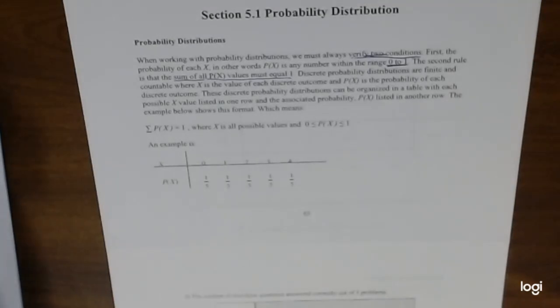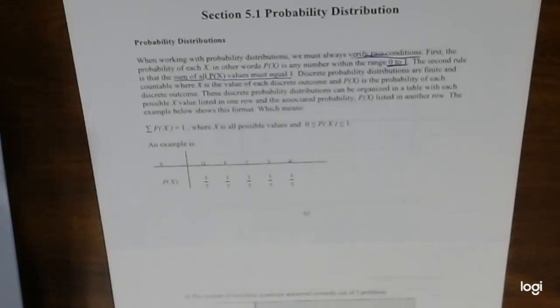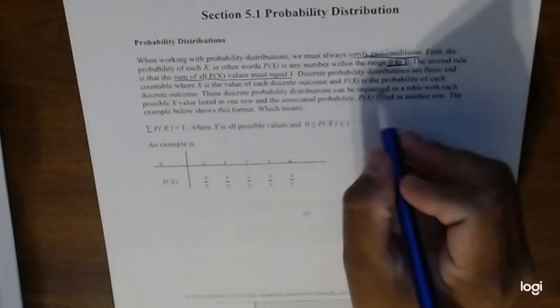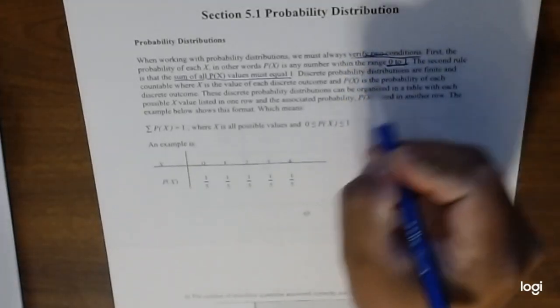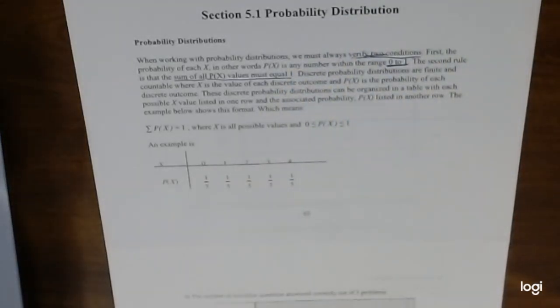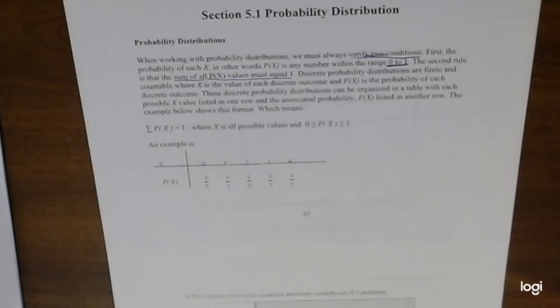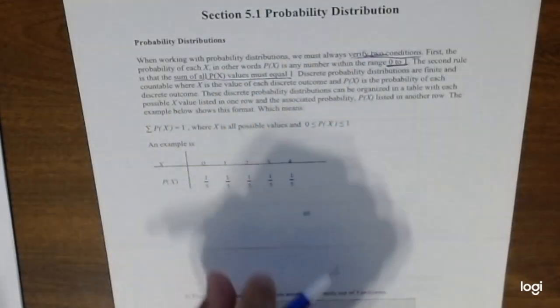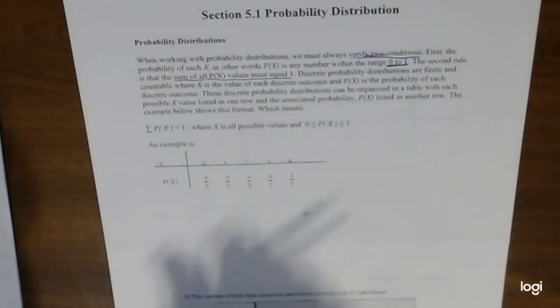Discrete probability distributions are finite and countable, where x is the value of each discrete outcome and p of x is the probability of each discrete outcome. A little gibberish, don't worry about that, but the main concept we want to talk about is these two things here. We'll do some examples so you can verify those. First off, these discrete probability distributions can be organized in a table with each possible x value listed on one row and the associated probability p of x listed on the bottom row. You can either go across like you see it here or go down, and I'll show you the difference between going across and down in a little bit.